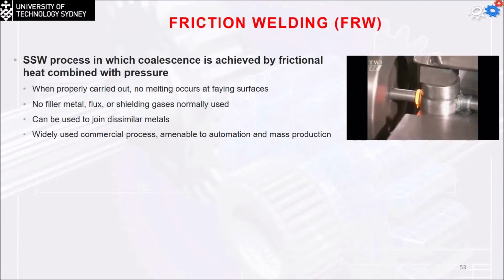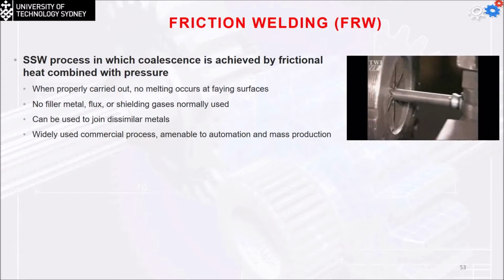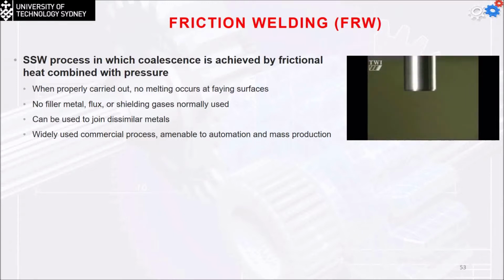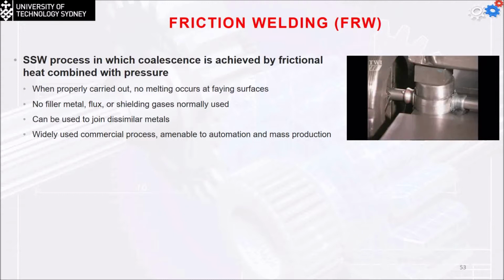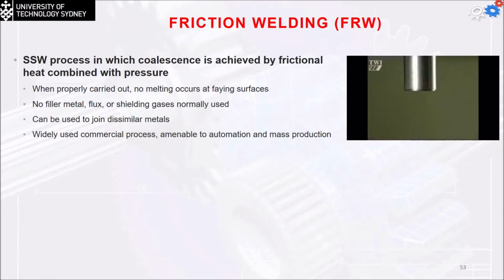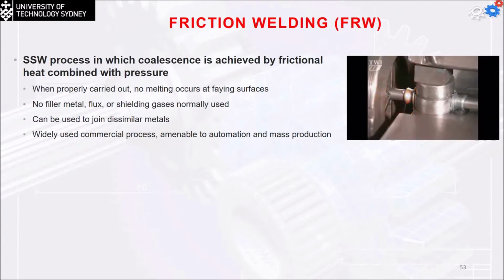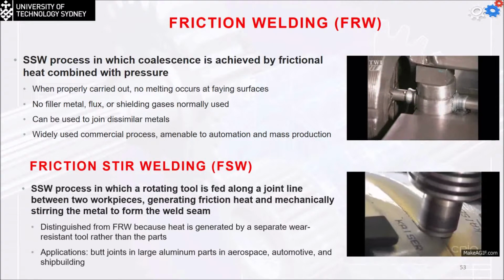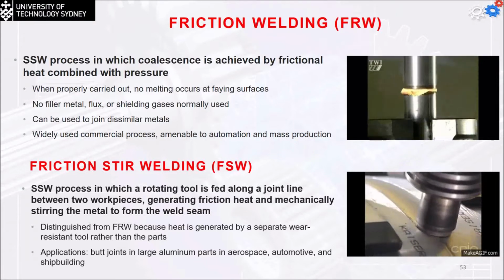So these are two different surfaces, material, and the friction is going to join them together. What's happening is that this device is going to bring the two materials to each other by the friction process and make them as one part. In the friction stir welding, we're going to have a rotating tool fed along the joint line between the two work pieces, and the frictional heat and mechanical stirring of the metals form the weld seam.